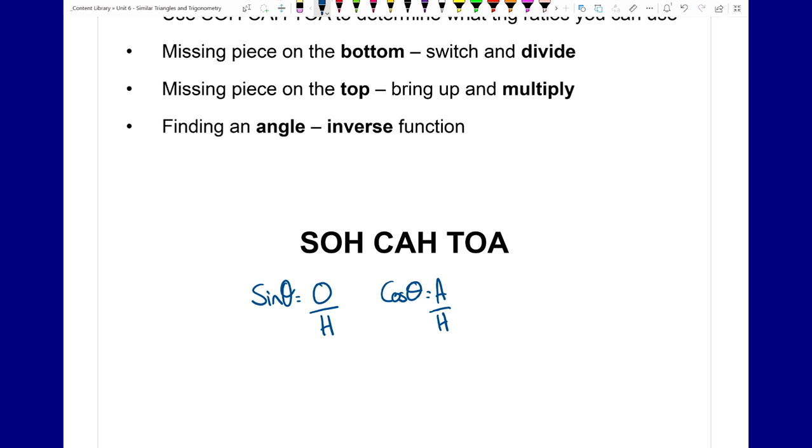And now you can probably guess what TOA means. TOA is tan of an angle is equal to opposite, or O, over adjacent. So again, the acronym just helps us determine what the ratio of sides is going to be, or what sides we're dealing with.